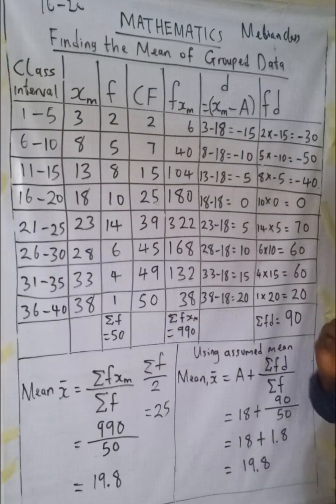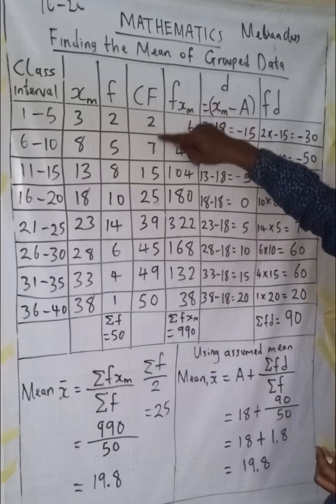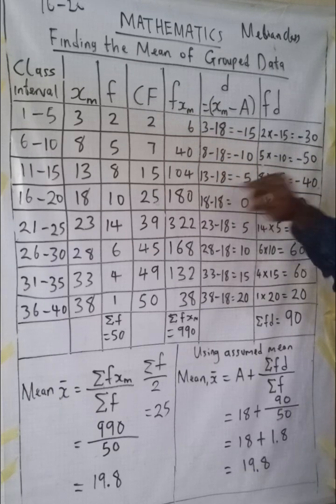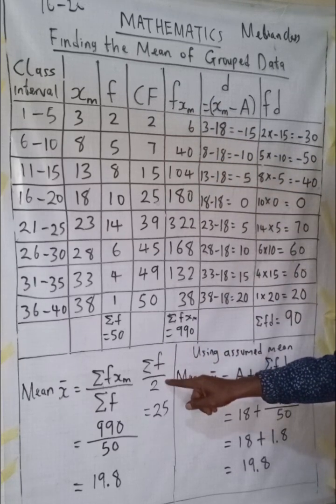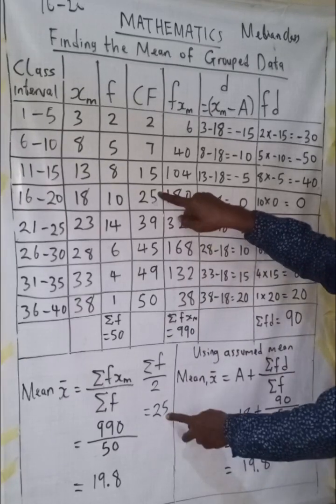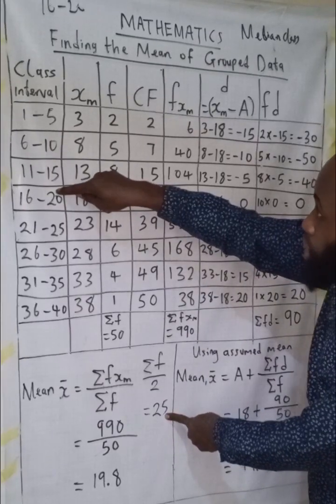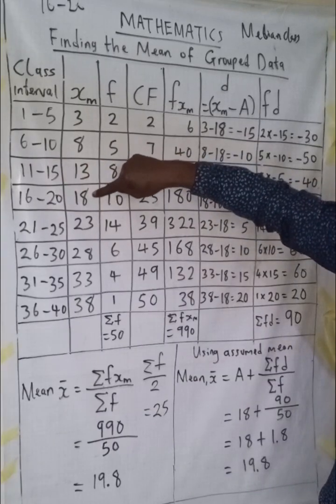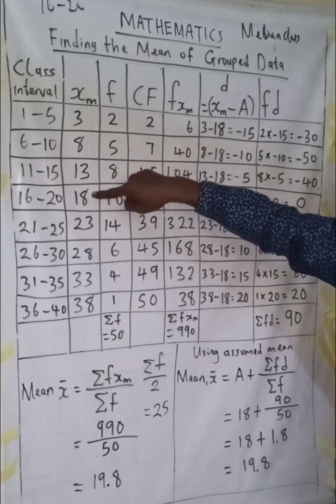So again, check the cumulative frequency column. Check which value you have there that is equal to summation f over 2. We have it here, 25. That class is called the median class. And then the value of the x will now be our assumed mean.